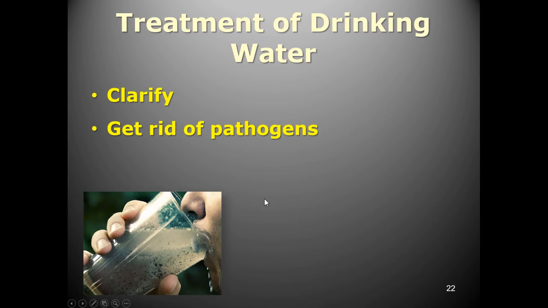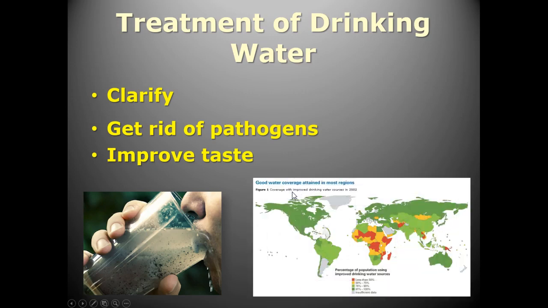One of the things that happened with cryptosporidium was the water treatment plant in Milwaukee got contaminated with cryptosporidium, and they ended up pumping pathogens into a fairly large portion of the Milwaukee population. Not a very good thing. And then there is improving taste, and that could be a matter of removing metals and that sort of thing that are soluble in the water that give it an off taste.